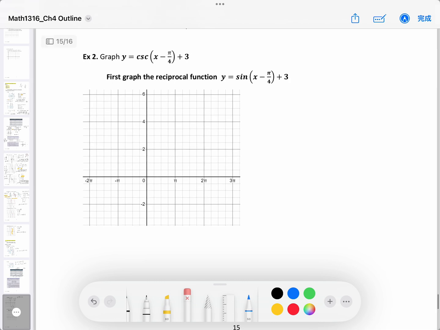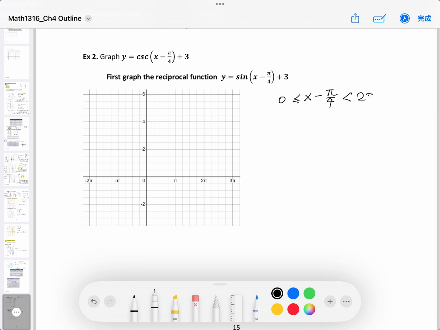First I want to find one full cycle. For the sine, one full cycle is from 0 to 2 pi. So we can bound the input x minus pi over 4 between 0 and 2 pi, and then solve for x. So x is bounded between pi over 4, and then adding pi over 4, we have 9 pi over 4.